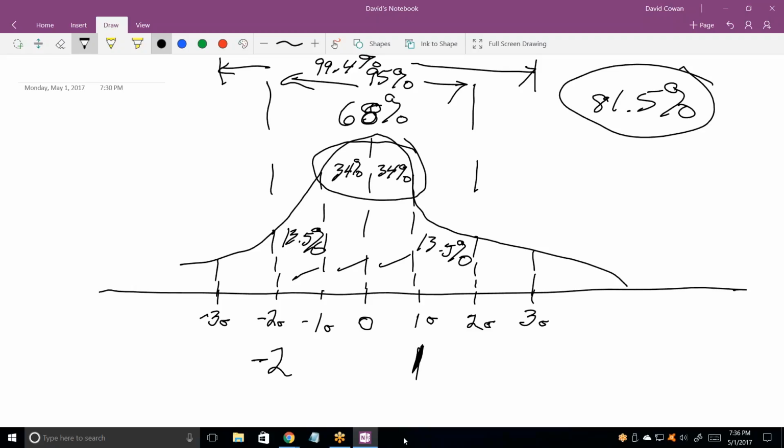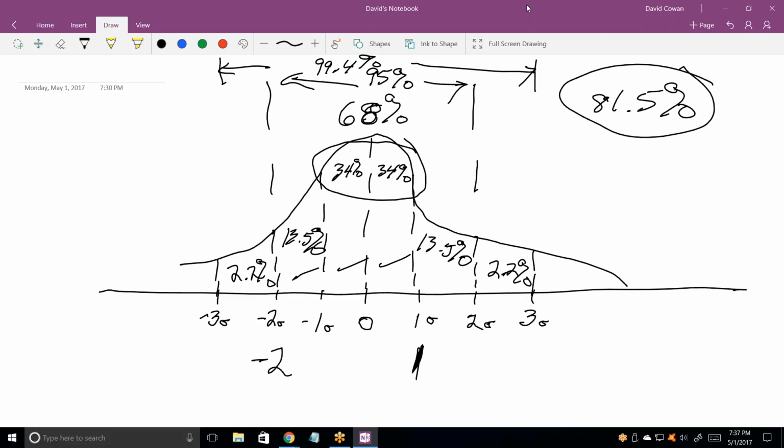Let's see, this last one has to be 47 and a half. It needs to be 49.7. So this must be 2.2% over here. In other words, all of these percentages I've written in each zone have a total of 99.4, assuming I got that number right. I'm 90% certain that it's 99.4.